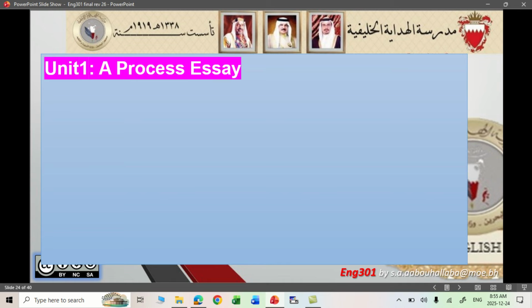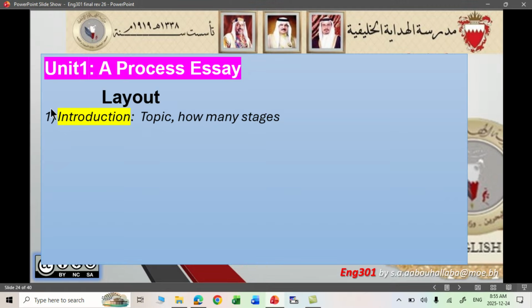Let's start with the process essay. That's the layout of a process essay. You need to start with an introduction where you are going to introduce the topic and tell how many stages there are. It shouldn't be a specific number. You can say several stages, many steps, something like that. Or if you want to specify the number, it's okay. You can say 5 stages, 3 steps, or whatever.